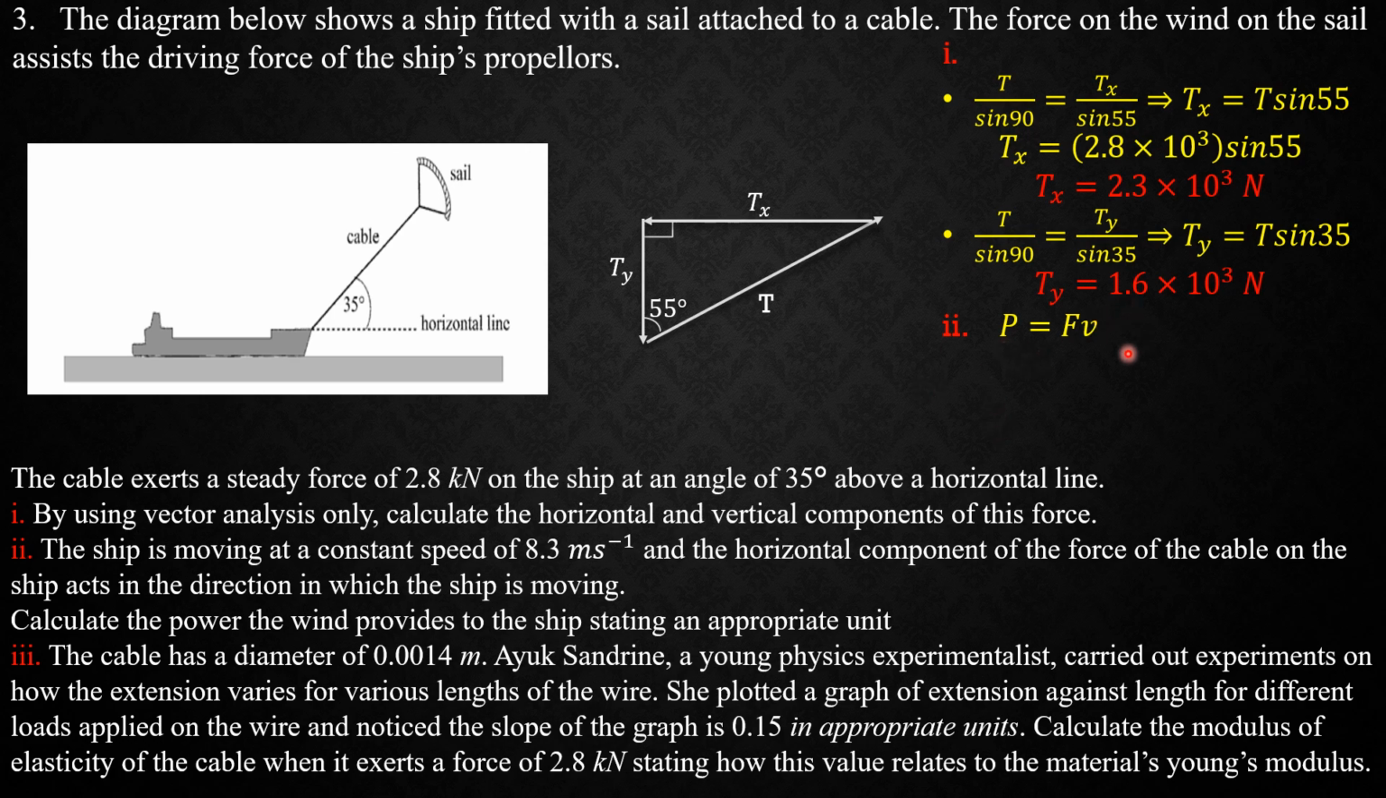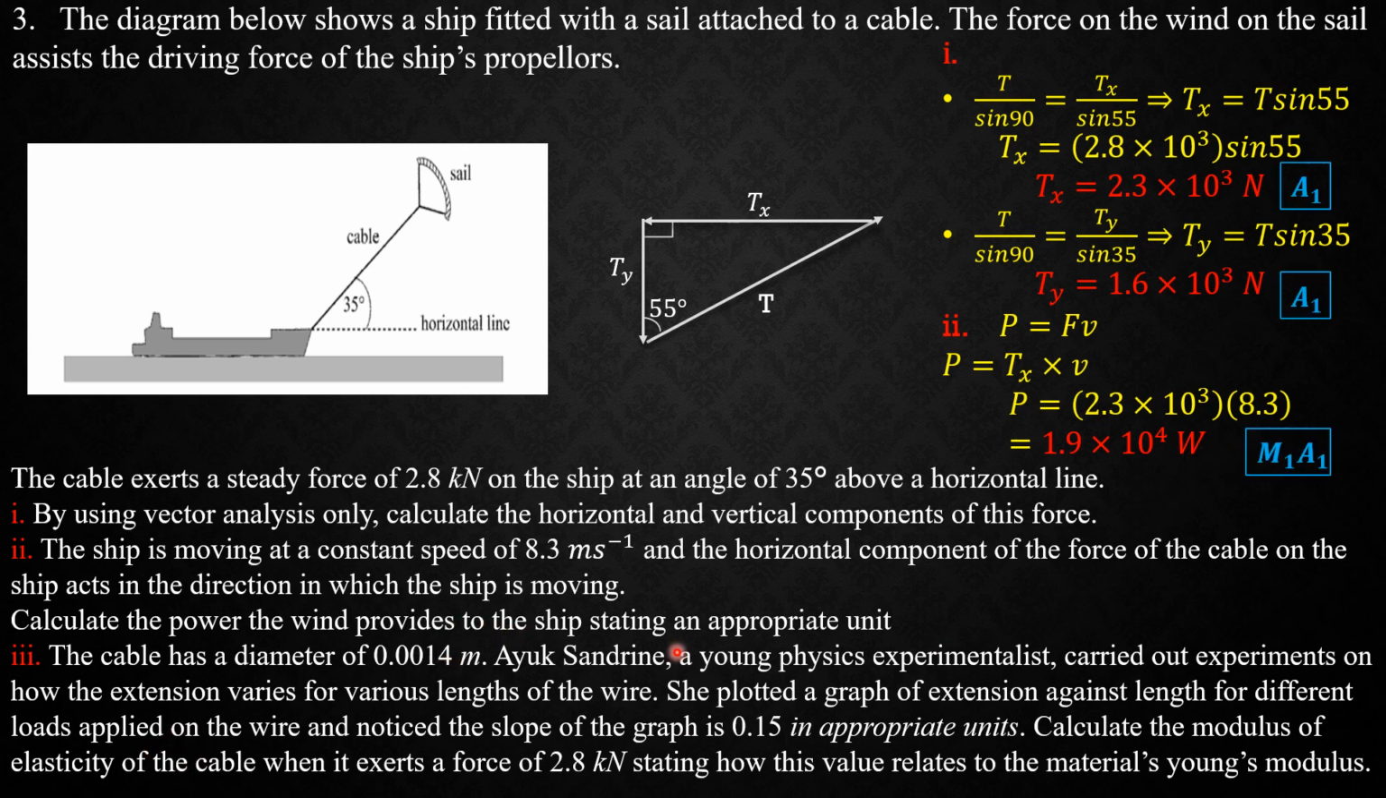All right, so the power is basically the force multiplied by the velocity. So the force in the direction of the velocity will be our Tx multiplied by the velocity, and we have Tx as 2.3 times 10 to the power 3, remember that? So multiply that with the velocity, and it gives us 1.9 times 10 to the power 4 watts. So we're going to go and solve the other part of the question, but again, this is how the mark allocations were distributed. Okay, let's go to the other part.